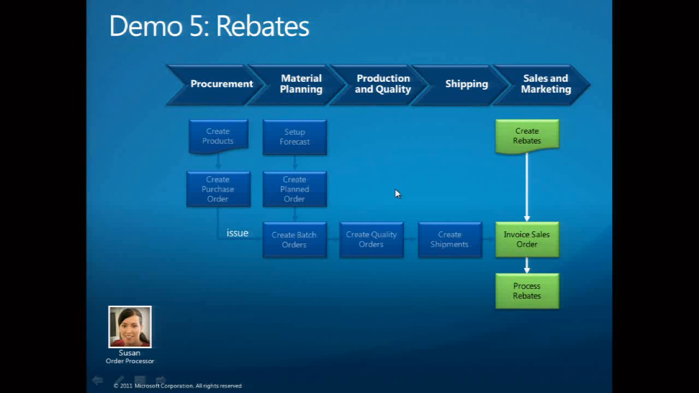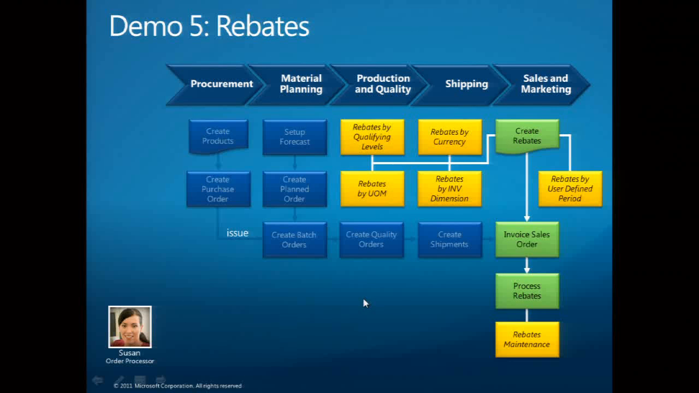Okay, coming to the rebates. The changes on rebates. The first one is that you can set up rebates by qualifying levels, which means you can set up rebates like, for instance, in trade agreements. You can say that we'll offer you a $2 discount if you pick up 1,000 units, we'll offer you a $5 discount if you pick up 1,500 units, and so on.